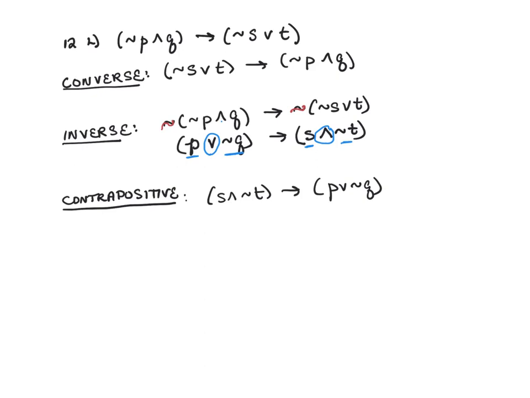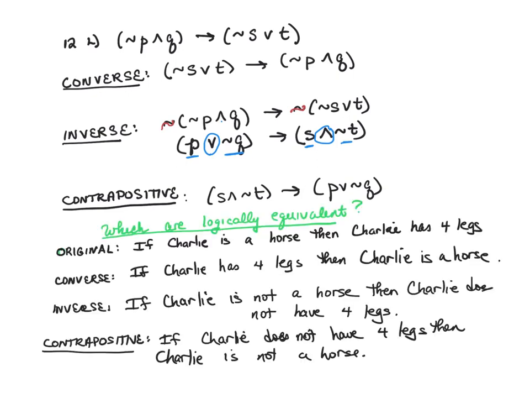Okay, so that takes care of how to write the converse, inverse, and contrapositive of a statement. Okay, now the big question is, which of these conditionals, which of these pairs, because we've got 4 altogether, are logically equivalent? And I rewrote the answers to the do now.